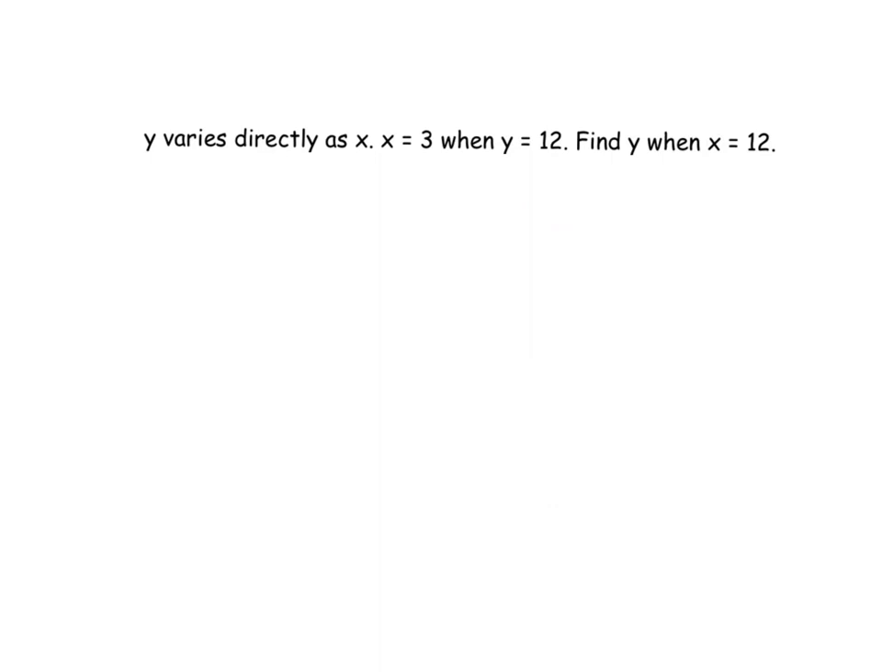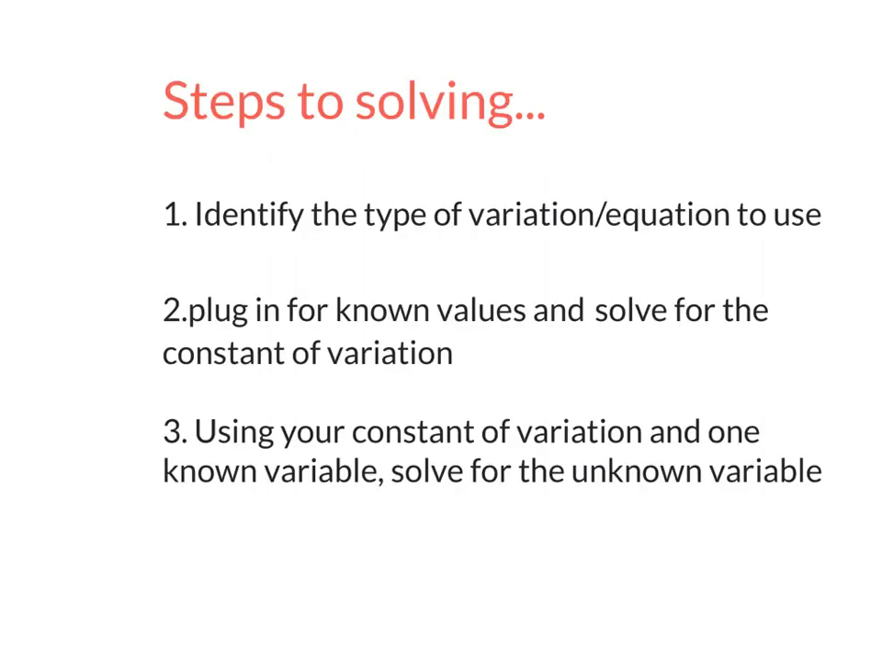So this is a typical variation problem that you might come across. It says y varies directly as x. y equals 3 when x... y equals 12, find y when x is 12. Now these are the steps to solving these types of variation problems. We want to first identify the type of variation and which equation we're going to use. Then we're going to plug in for known values and solve for that constant of variation, that k. And then we're going to use the constant of variation and one of the known variables to solve for the unknown variable. So let's use these steps to solve that question that we just saw.